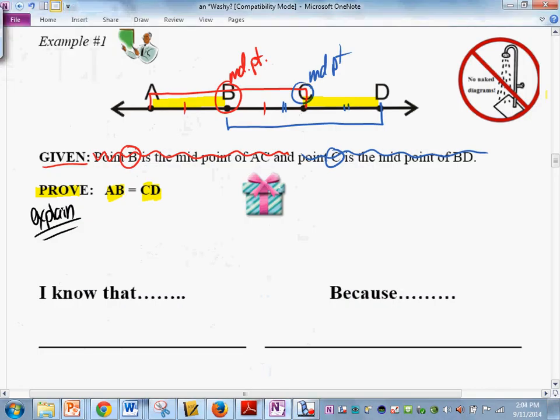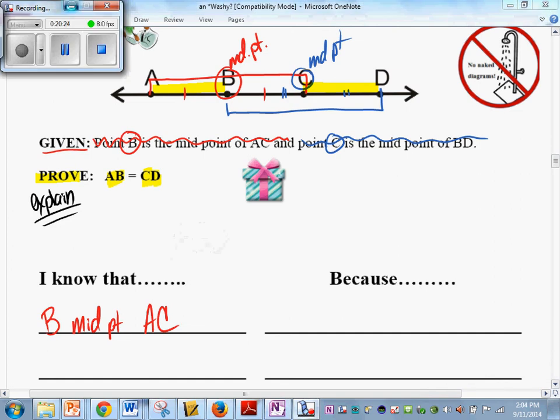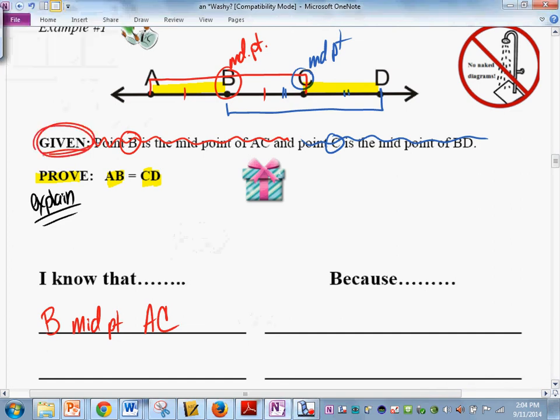Let's do this one together. Step one. Let's start with what's given. We knew that B is the midpoint of AC. So it reads like a sentence. I know that B is the midpoint of AC because, out loud, why do we know that? Where do we get that information? It's given. So because it is given.